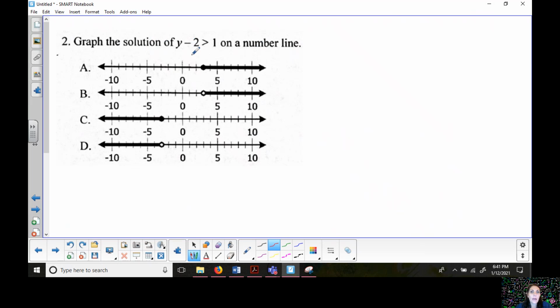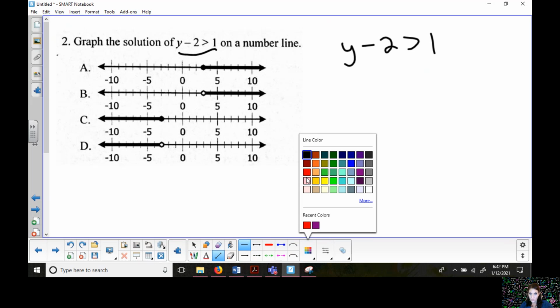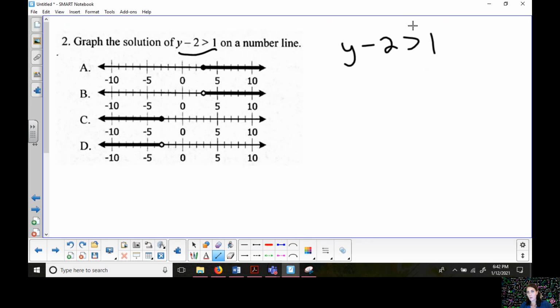Okay, this is saying to graph the solution of this on a number line. So y - 2 is greater than 1. I wish they would have given us a little more of a challenging problem here, but that's okay. So we're going to treat this guy just as if it were an equal sign, and we're going to solve. So let me get a fancy line up. Why not, right? We'll do that.